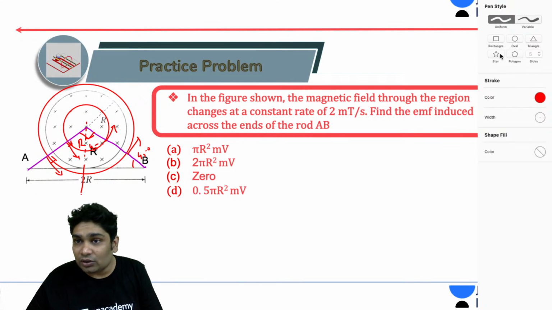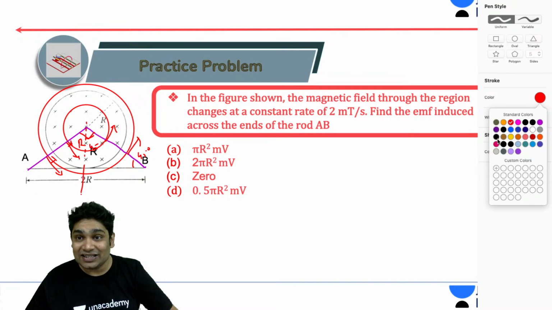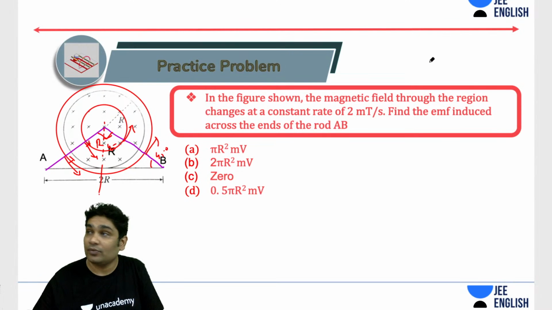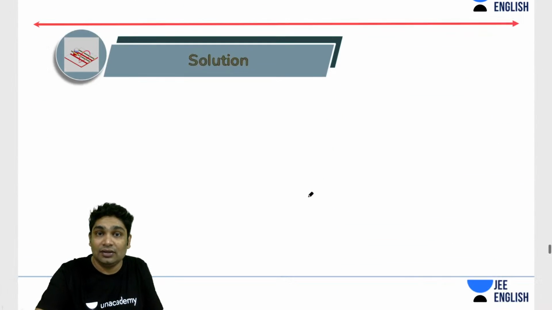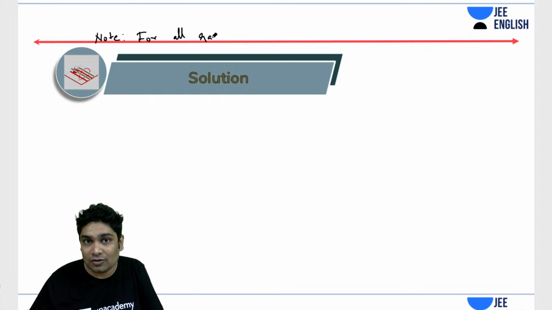There are two things that you need to realize. First, very important, for all radial lines, E dot dl would be 0. That's the first thing you need to realize. So let's make a note of that. Note: for all radial lines, E dot dl would always be 0.